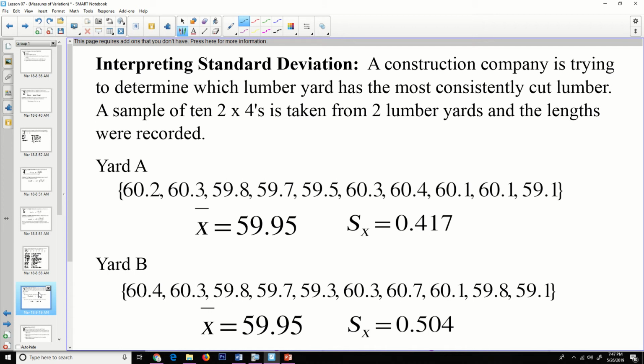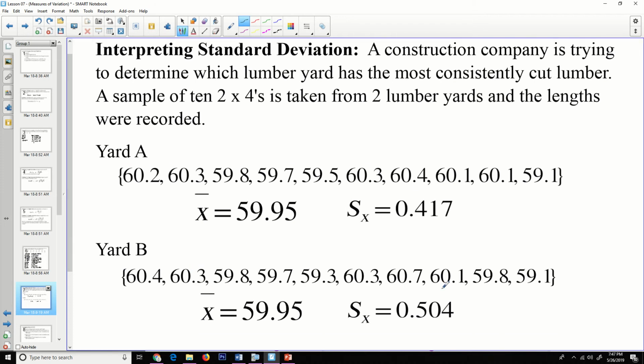So interpreting standard deviation: a construction company is trying to determine which lumber yard has the most consistently cut lumber. A sample of 10 2x4s is taken from 2 lumber yards, and the lengths are recorded. These are all in inches. They took a sample of 10 from both, and in both instances we got the same mean, which is possible. It's not very likely, but it's possible. And it turns out that they're only 5/100ths away from the 60 inches that we were looking for.